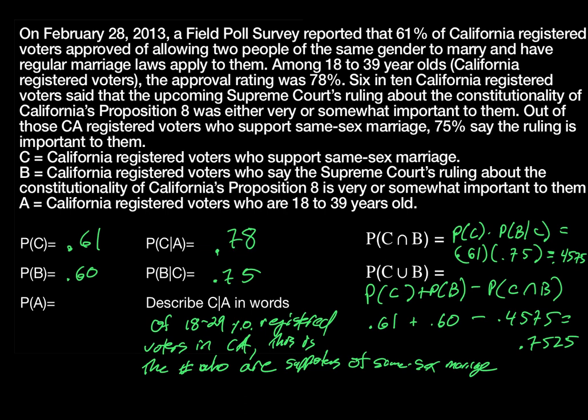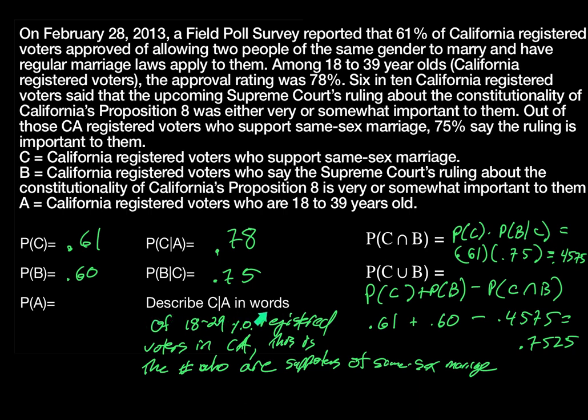And then down here it says, out of those registered voters who support same-sex marriage, so that's out of C, or given C, 75% say the ruling's important. So that's B given C. That's the 75%. A is not immediately available.